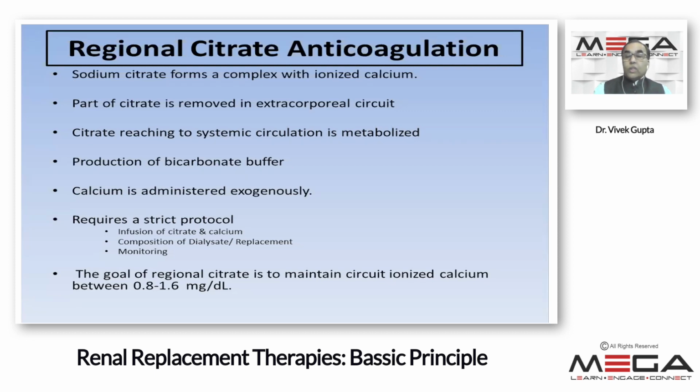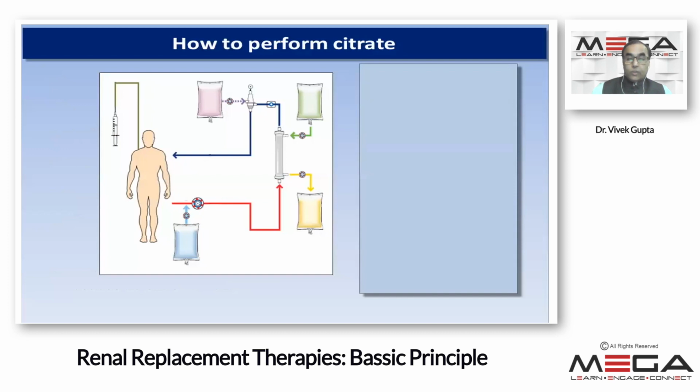But what is important is that it requires a strict protocol: how much citrate infusion, when and where the calcium has to be given, and what the composition of the dialysate and replacement solution should be. Strict monitoring is very much required. The basic purpose of regional citrate is to maintain the circuit ionized calcium level at 0.8 to 1.6 milligram per deciliter.